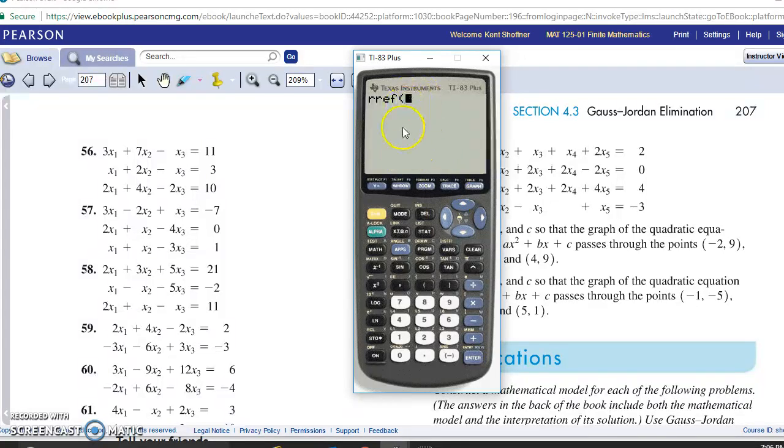And I'm going to put the matrix in that parentheses. So I go back to the matrix menu, second x to the negative 1. We did matrix A, so I'm going to hit enter and close the parentheses. And if you hit enter, you get your answer matrix.